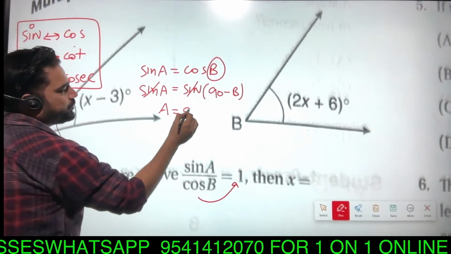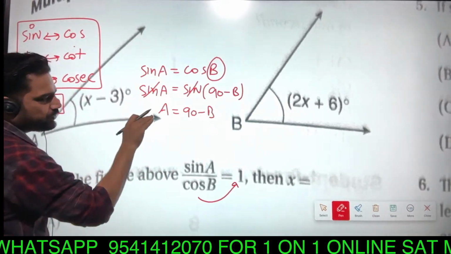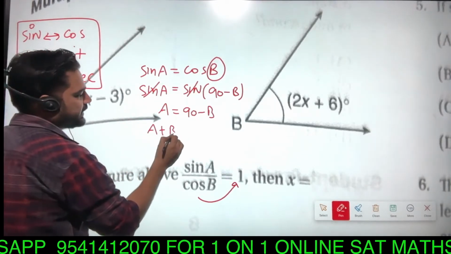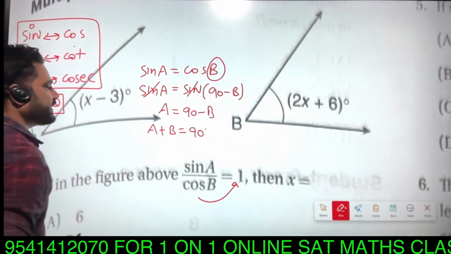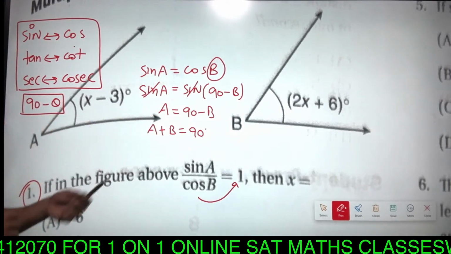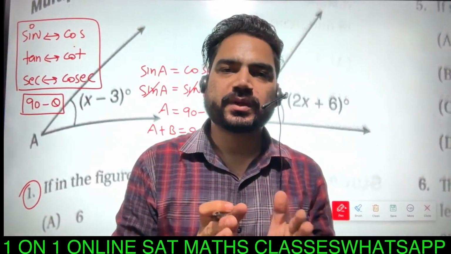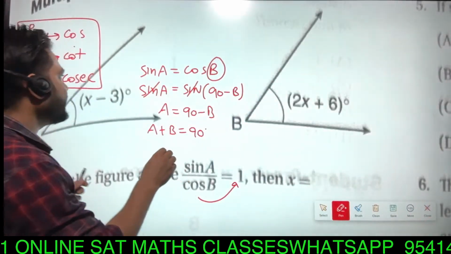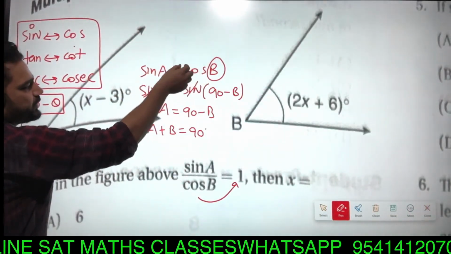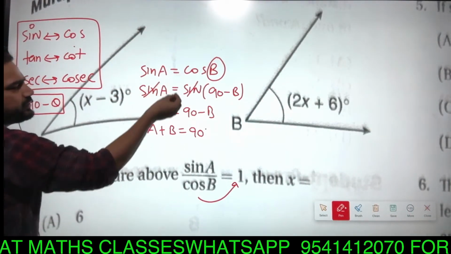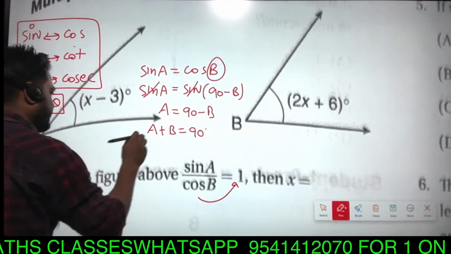A is equal to 90 minus B. This B will go this side. A plus B is 90 degree. We can directly remember this point also. This is a direct shortcut: if the sum of two angles is equal to 90 degree, then sine A is equal to cos B. You can directly remember this, or easily in one step you can do this. So A plus B is 90 degree.